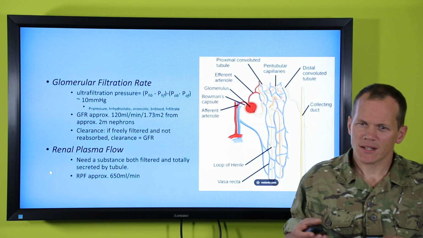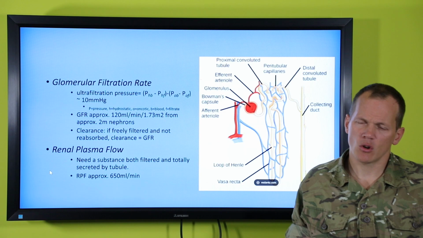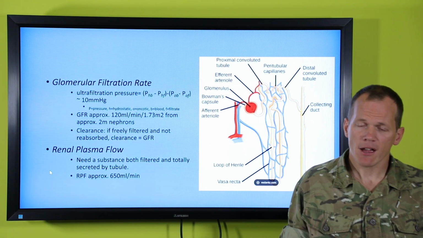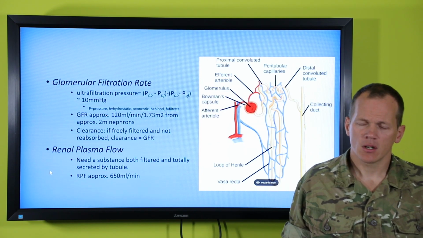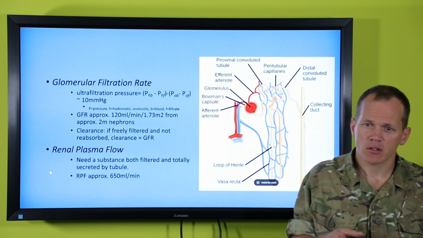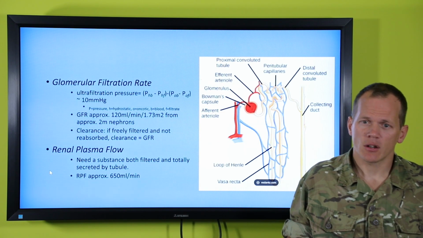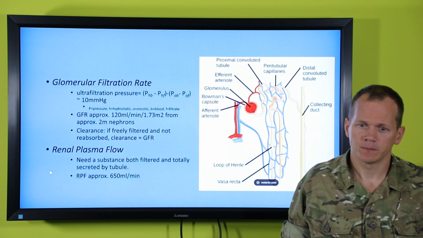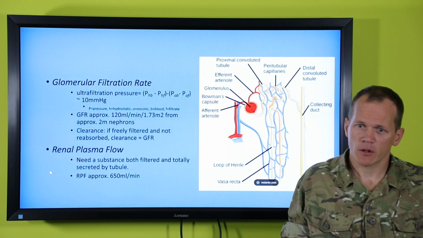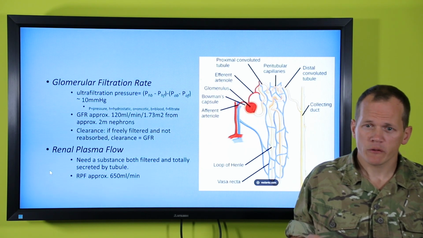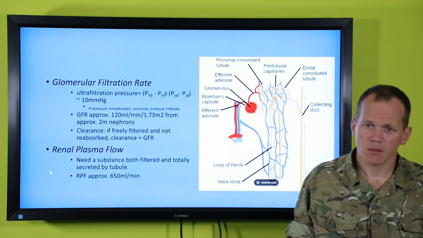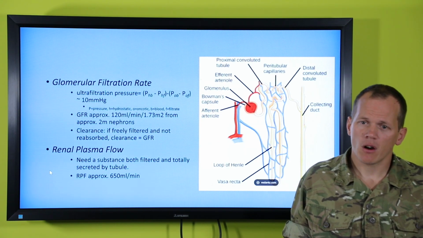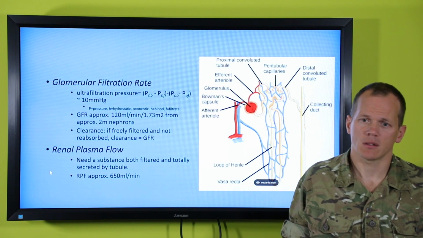And obviously renal plasma flow is something different, because not all of the renal blood flow gets filtered. A lot of it leaves via the efferent arteriole, which is still arterial, and goes into the vasa recta, which is the blood supply to the loop of Henle and the rest of the nephron. Your renal blood flow is about a quarter of your cardiac output, because you've got two kidneys, about 650 mils a minute in each kidney, but your GFR is only 120 mils a minute.